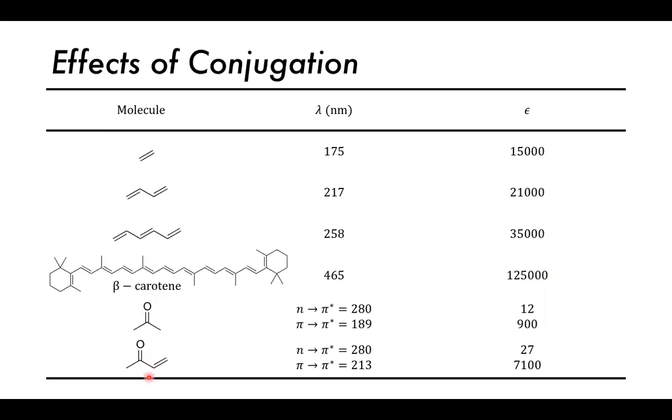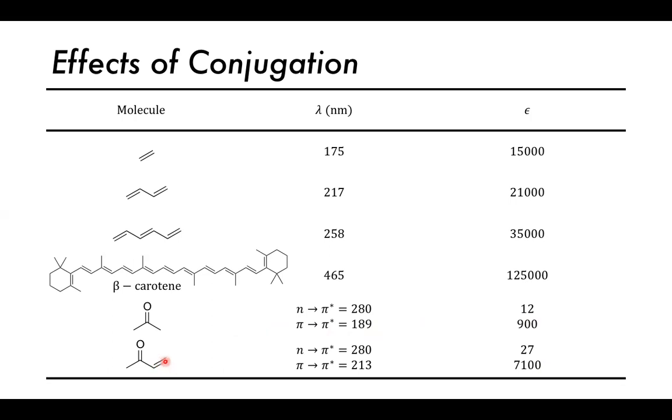Then here is a carbonyl, or vinyl carbonyl, where it's got this double bond here. So here we're capable of n to pi star and pi to pi star transitions, and those have different energies associated with them. And see, the n to pi star has a very low absorbance, and the pi to pi star has an increasing absorbance. So basically both of them increase as we increase the conjugation.